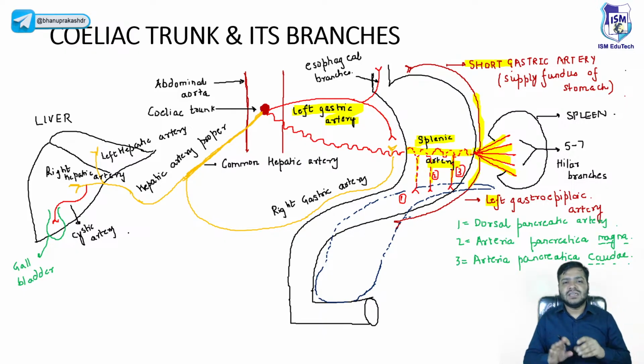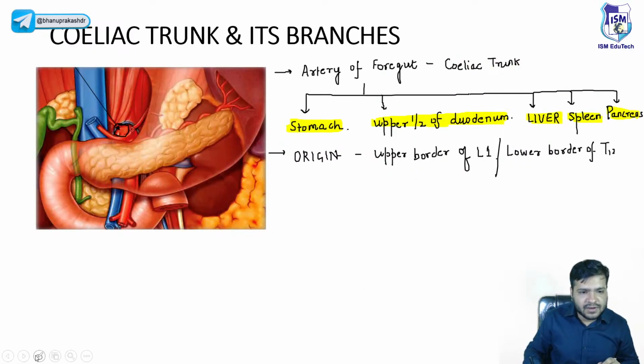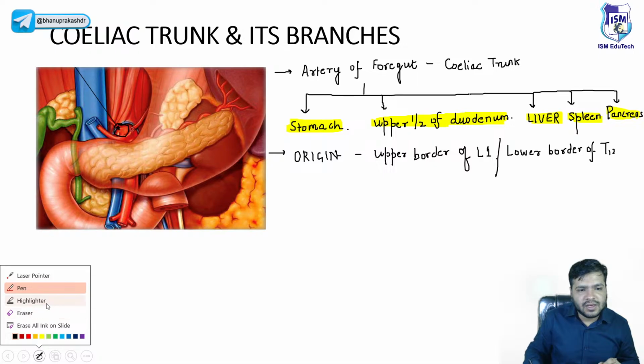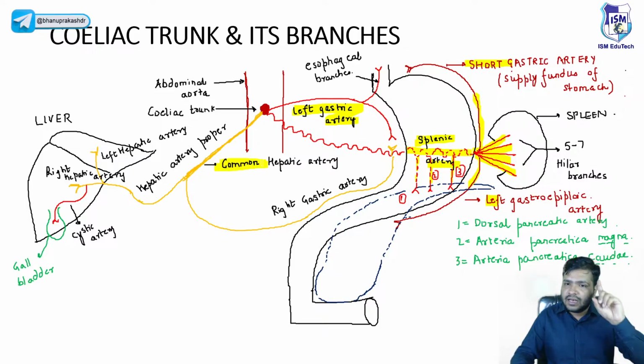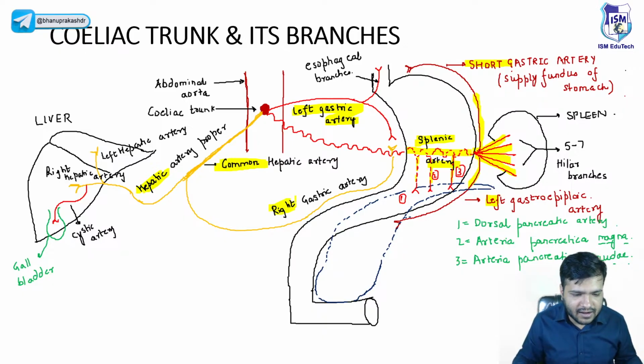So we haven't done anything yet, we have talked about the third branch, beta. The third branch, you already know, is the common hepatic artery. Left gastric artery, splenic artery, and common hepatic artery. Now this common hepatic artery bifurcates into the hepatic artery proper and the right gastric artery. Right gastric artery, right?